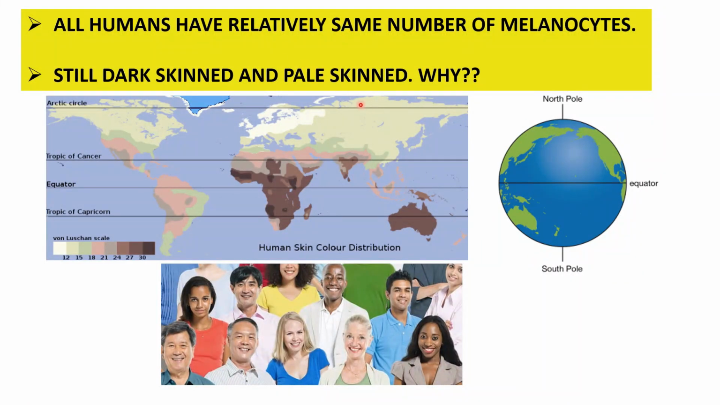And remember, there is an interesting fact that all human beings have a relatively same number of melanocytes. Different people from different continents and countries have a relatively same number of melanocytes. But remember, all human beings do not have the same skin color. Still, dark skinned and pale skinned people are there because of the relative activity of the melanocytes. If melanocytes and melanin pigments are more, such a person's skin will be a little more darkish. But if it is very less, such people have a pale skin.